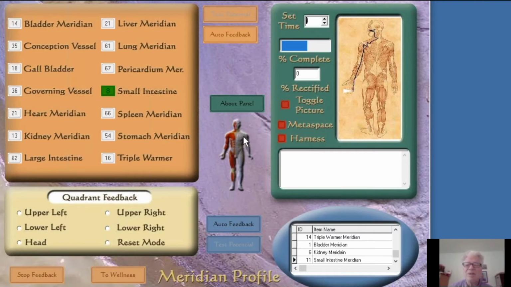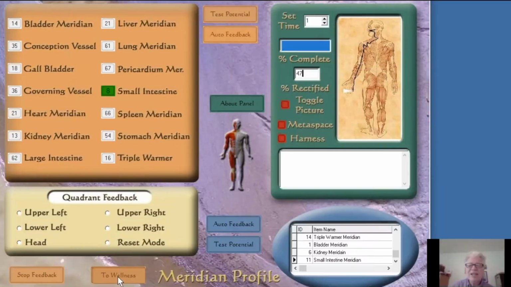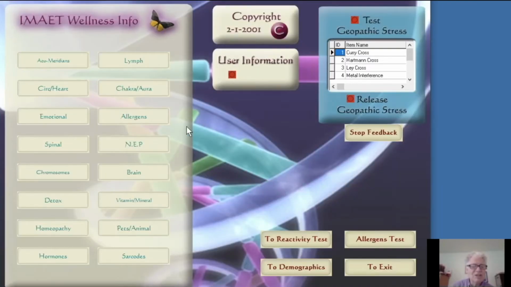Let's go to the chiropractic panel too. Because that's what this is all about. You can do all these things, of course, with the harness system, but you can also do them in Metaspace or virtual, and it's a powerful tool and it works. And I mean that's what matters. So in 1 minute, the small intestine has harmonized or rectified, as it's called here, 47%. So you always want to go up to close to 100. But I just want to demonstrate this.